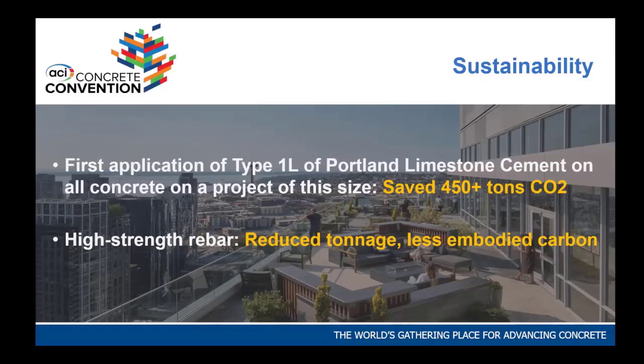The carbon was interesting because by just using Type 1L cement, we were able to reduce about 10%. We did the math on it, and that's about 450 tons of CO2 reduced right off the bat. And then being efficient and putting in transfer beams and all that. People don't realize that you can easily reduce carbon by making your design a bit more efficient, by at least 10%. You always can make your design a bit more efficient. So that was a big thing, and high-strength bars also reduce the embodied carbon.